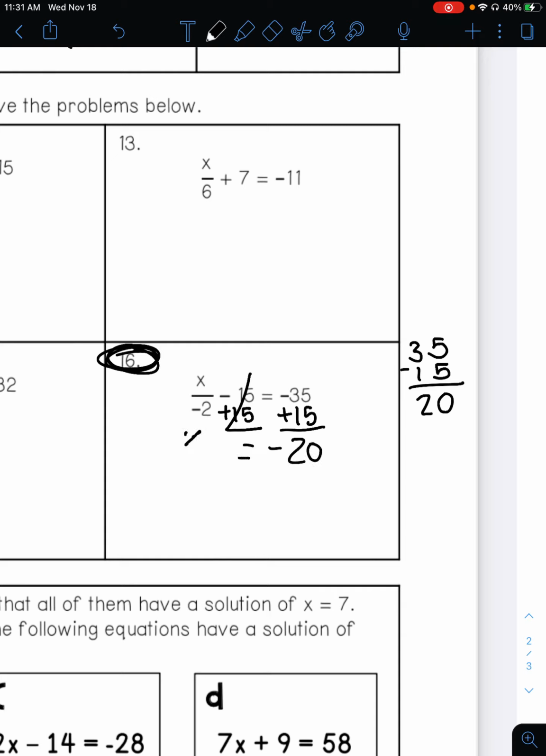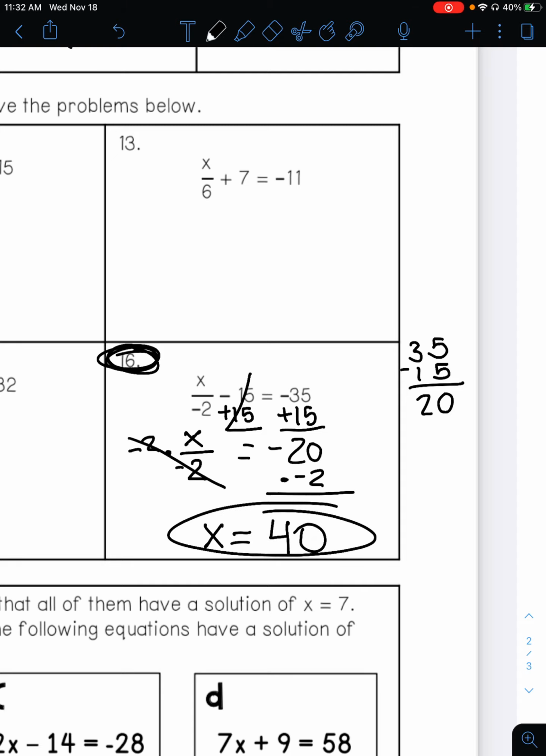Negative 20 equals x divided by negative 2. So x is being divided by negative 2. The opposite of division is multiplication, so we multiply by negative 2. A negative times a negative is a positive. So our answer is positive 40.